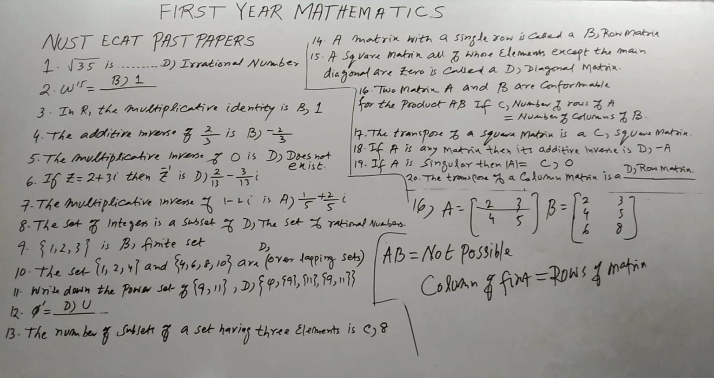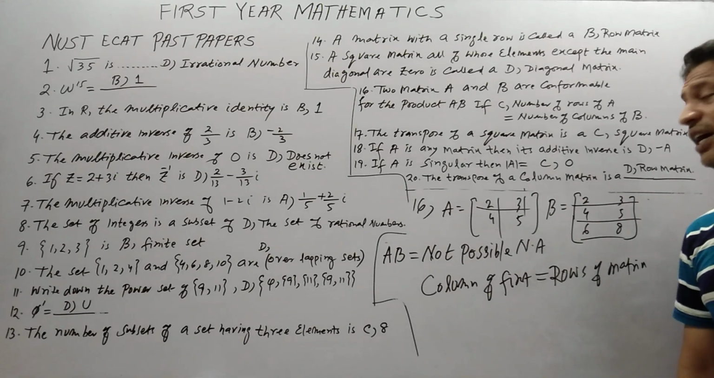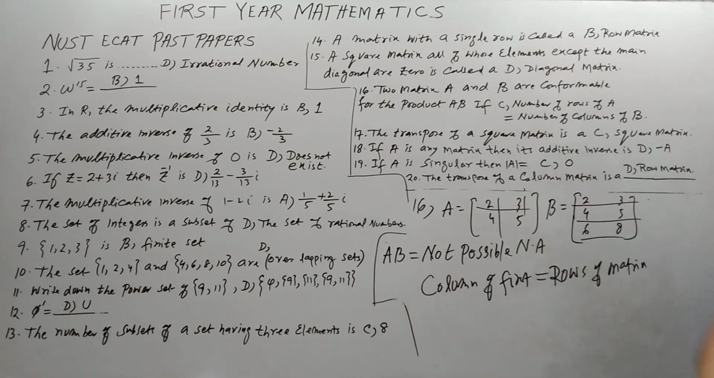How many columns? 1, 2. How many rows? 1, 2, 3. So the answer is not admissible. This is not possible. We cannot multiply these two matrices.